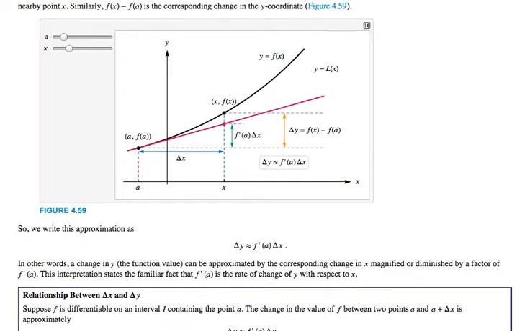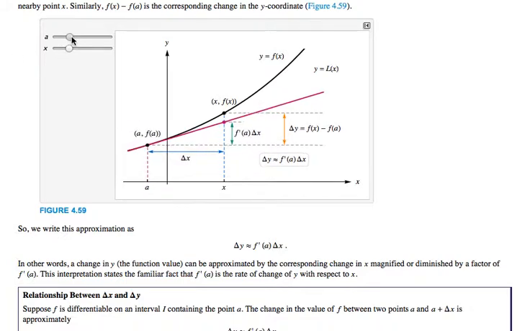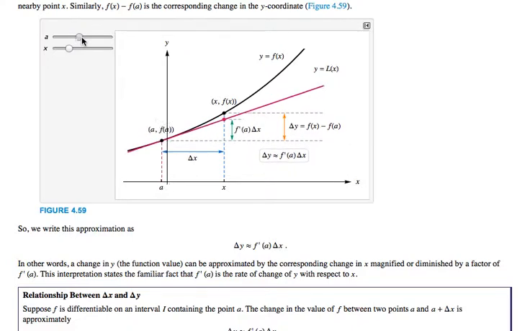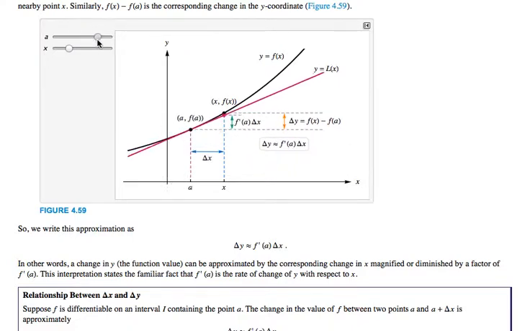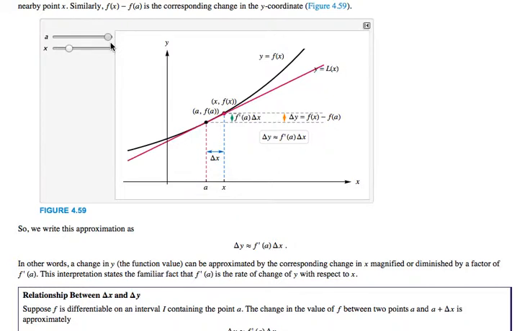What this allows us to do is show the relationship between the change in x and the change in y. We can see here as I drag the change in x closer and closer, the change in y becomes closer and closer as well. In other words, as our point in question becomes closer and closer to the point that we're trying to describe, the linear approximation gets better and better. The further away we go, the more error we're going to have.